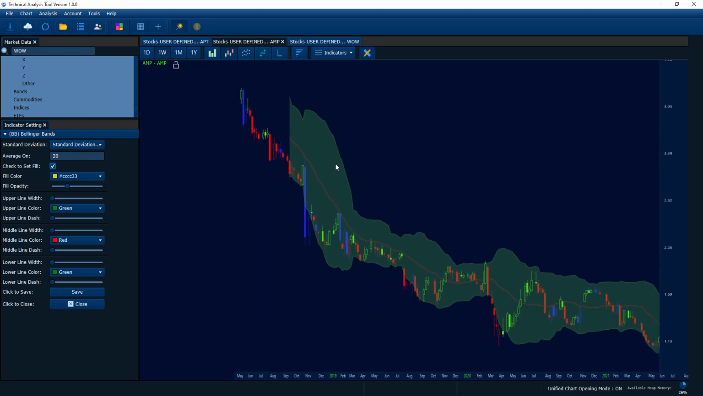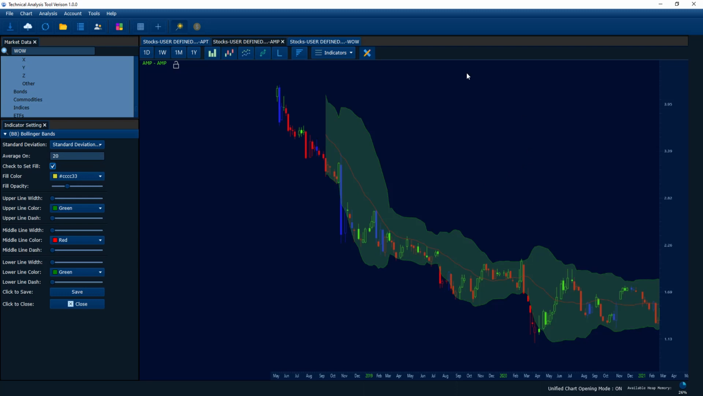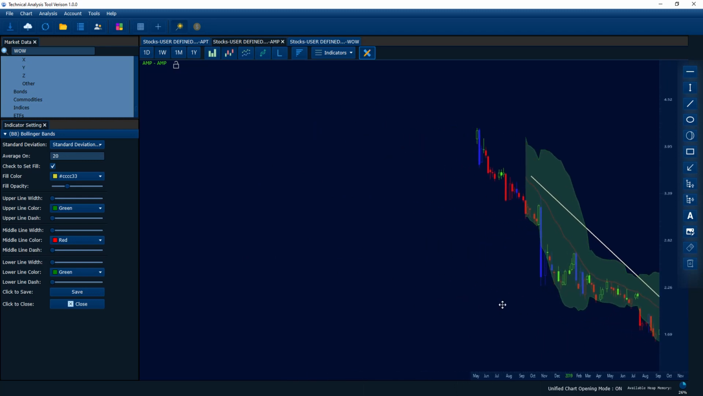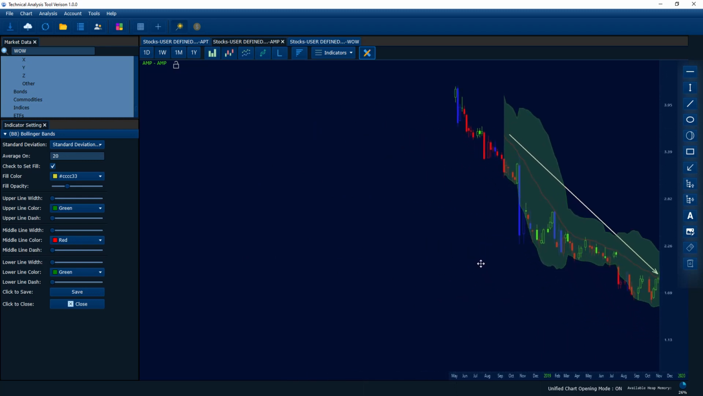Okay, so the middle line behaves as a resistance now. For example, in this particular period of time, until here, you can see the price is always getting rejected when it reaches the middle line. So that's how you monitor this trend. For example, if it always stays below, that means your downtrend is still intact, but this particular week you have to be aware of what's happening with this particular share, because the price is now stepping above the middle line. So that's the way of using the Bollinger Bands to monitor a trend.